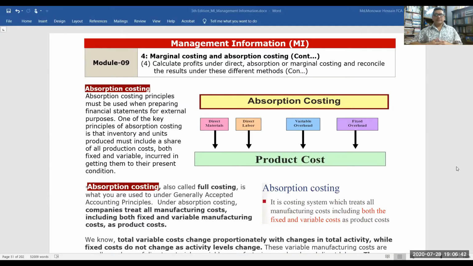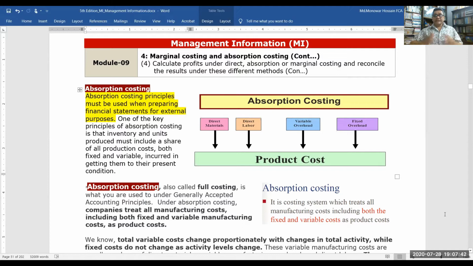We are going to discuss management information. We are in the domain of marginal costing and absorption costing, and we are in Module 9. Today, we will discuss absorption costing. The previous module was marginal costing. Today, we are going to finish marginal costing and absorption costing, calculate profit under absorption or marginal costing, and reconcile the results under the difference method.